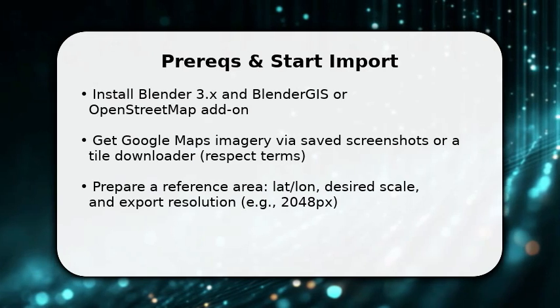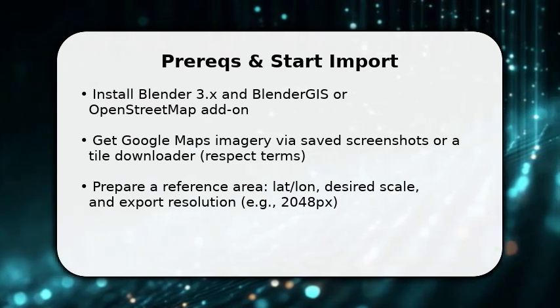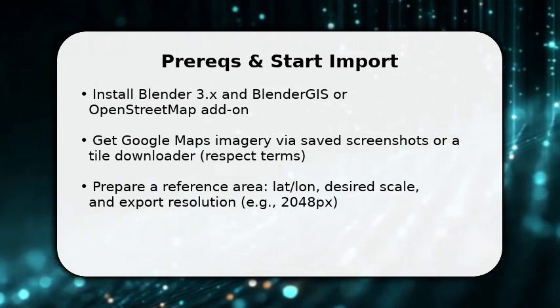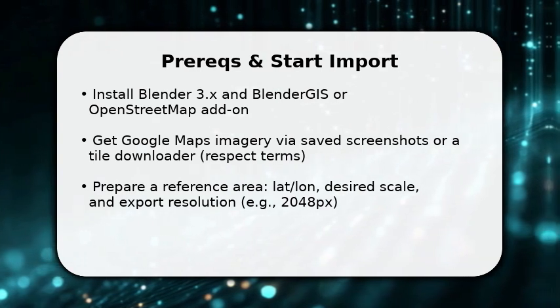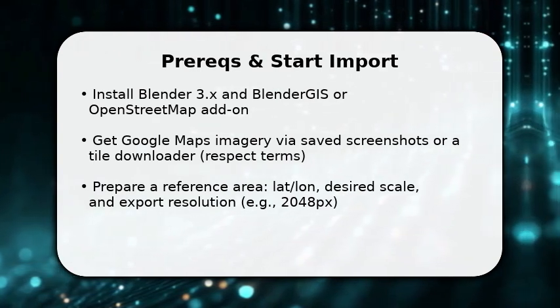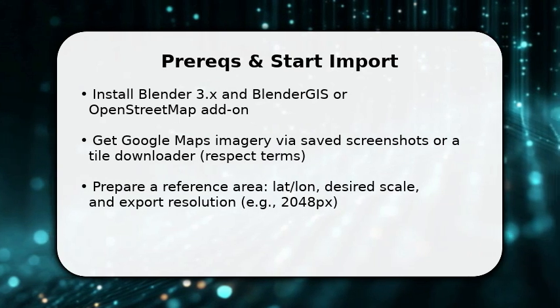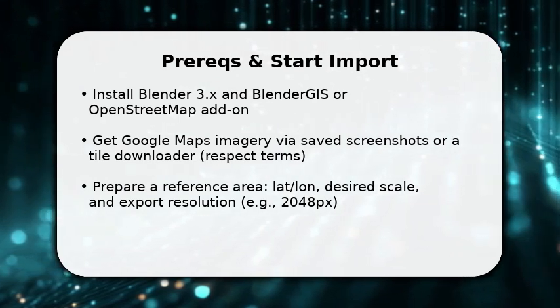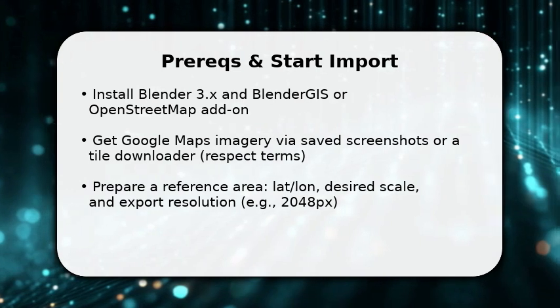You begin by confirming Blender 3.x and installing Blender GIS or an OSM add-on. This gives geographic import tools. Next, obtain the map tiles or high-res screenshots for your target lat/long area so you have imagery to project.